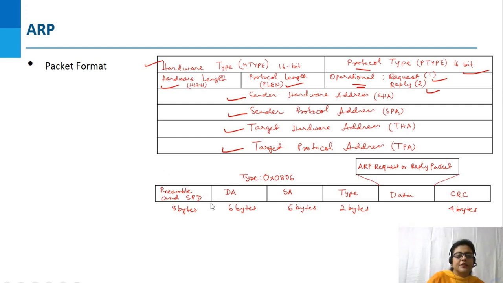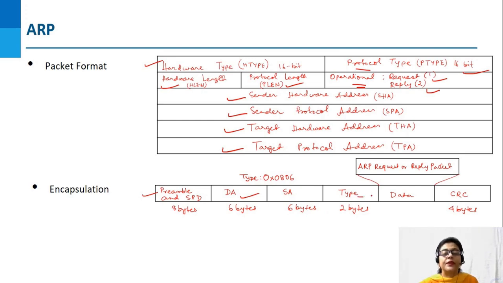Now this is the encapsulation. Whenever a packet has to be sent, it has to be encapsulated. So encapsulation consists of the first field, the preamble and SPD of 8 bytes, then the destination address of 6 bytes, the source address of 6 bytes, the type of 2 bytes, and data, which can either be an ARP request or reply type of packet, and then we have the CRC, which is 4 bytes long.